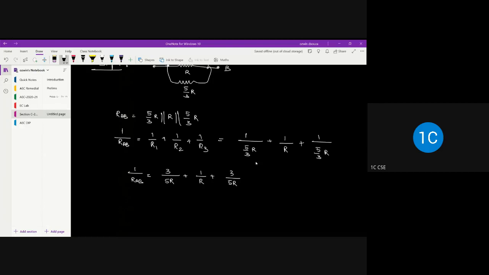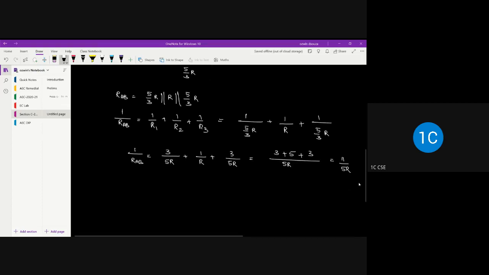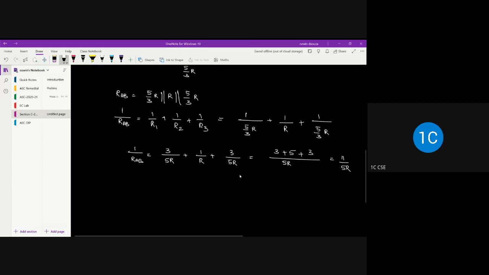Okay, and you take out the common factor. So this is 3, this is 5, and that's 3. So it is basically 11 by 5R. So 1 over RAB is 11 by 5R, or RAB is equal to 5 by 11 into R. Okay, so that's the answer.